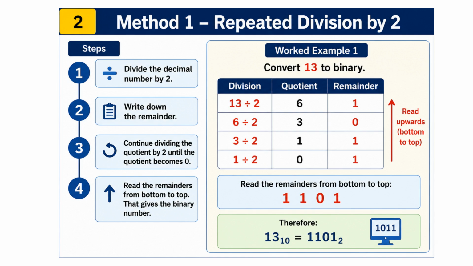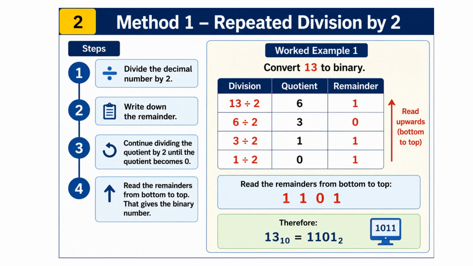Now, let's look at an example. We want to convert 13 into binary. First, 13 divided by 2 gives a quotient of 6 with a remainder of 1. Next, 6 divided by 2 gives 3 with a remainder of 0. Then, 3 divided by 2 gives 1 with a remainder of 1. Finally, 1 divided by 2 gives 0 with a remainder of 1. Now, the quotient is 0, so we stop.